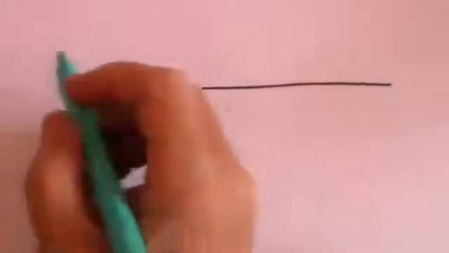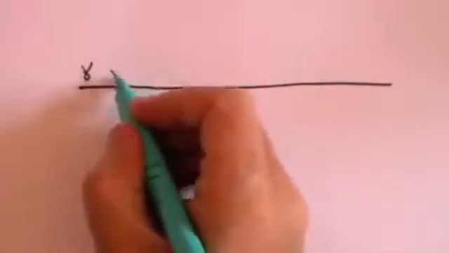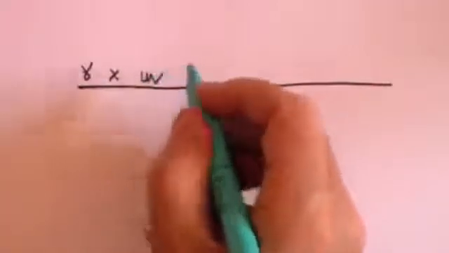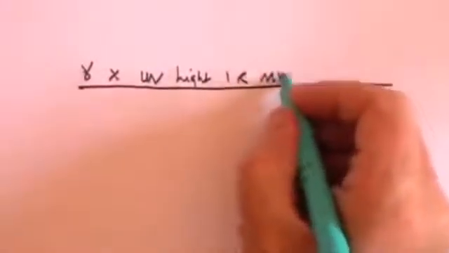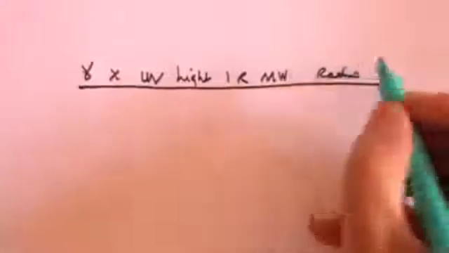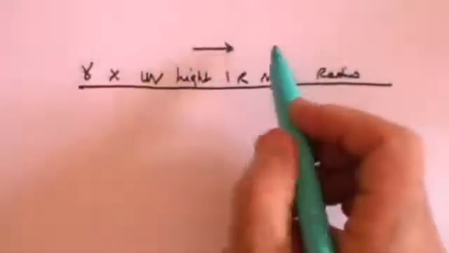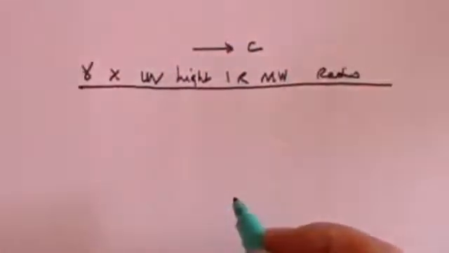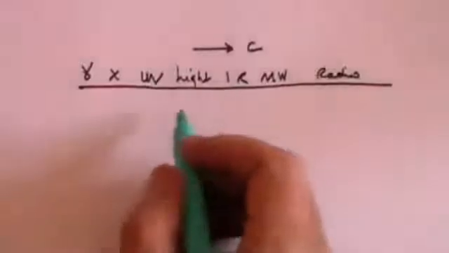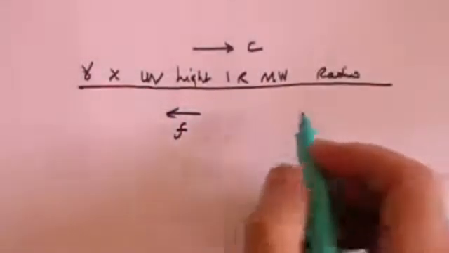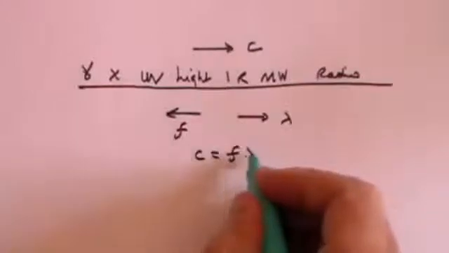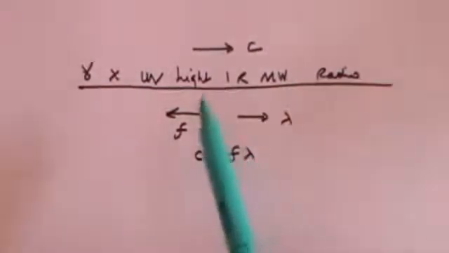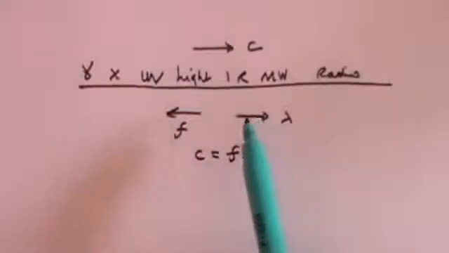Let's just remind ourselves that electromagnetic radiation covers a very wide spectrum, from gamma rays to X-rays to ultraviolet to ordinary visible light, to infrared, to microwaves, to radio waves. All of this radiation travels at the speed of light c, but the thing that distinguishes it is its frequency or its wavelength. This is the direction of increasing frequency, this is the direction of increasing wavelength, and of course the speed, which is constant, is equal to the frequency times the wavelength. So as the frequency increases, the wavelength decreases.